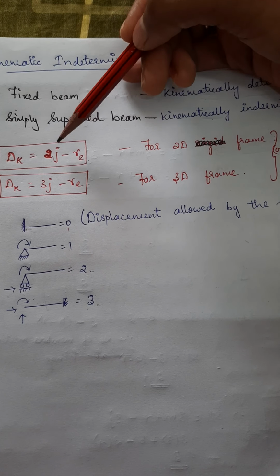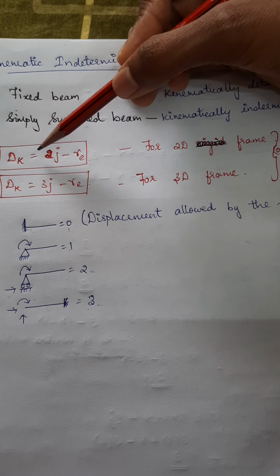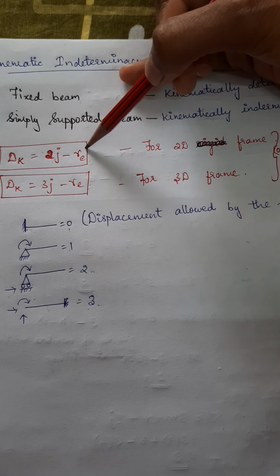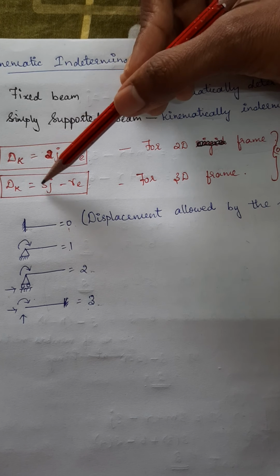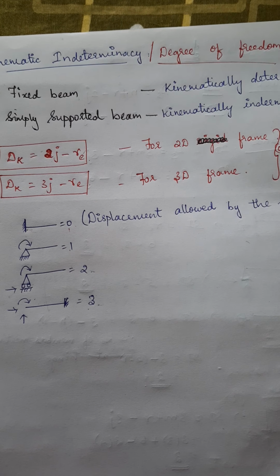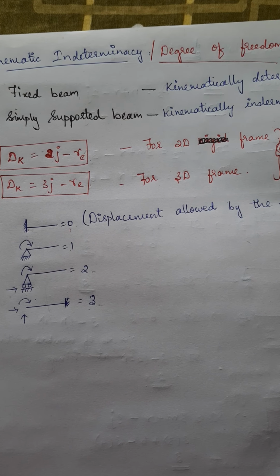For a 2D frame or pin jointed frame or truss, kinematic indeterminacy can be calculated by 2j minus RE. RE is the number of reactions. For 3D it will be 3j minus RE. This is something about static indeterminacy and kinematic indeterminacy. We'll continue about this in the next video. Thank you.